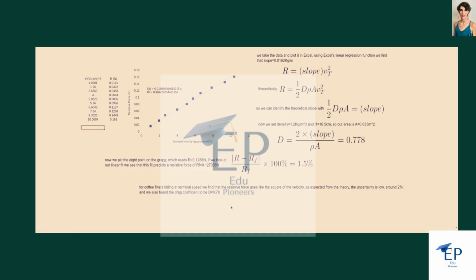So in all of this, what can we comment on this analysis of the data on falling coffee filters? Well, first we confirm the theory, in that the resistive force goes like the square of the velocity. Uncertainty is low, though it is going to be more than 1.5% because there are points that are further away from the fit line than just the 8th point, but they're not that much further away. So we'll say that the furthest point away is going to be around 2% difference between the two.